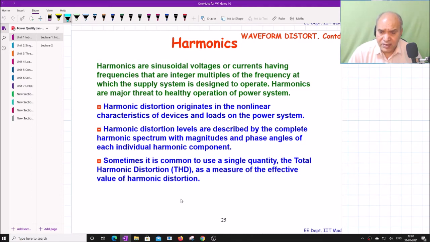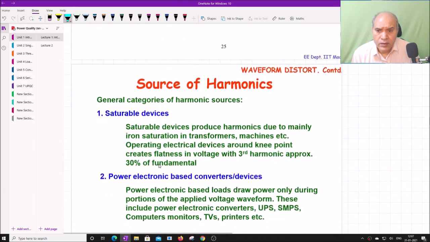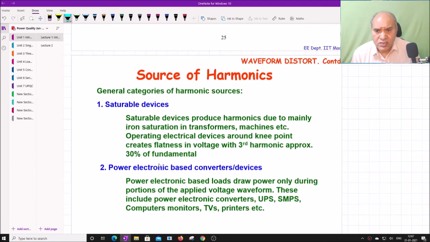And these are characterized by their magnitude and the phase angle at a certain frequency. There are certain parameters which are used to quantify the harmonics, like THD, called total harmonic distortion, or sometimes TDD, total demand distortion. Okay. Now, what are the consequences? What are the sources of harmonics first?